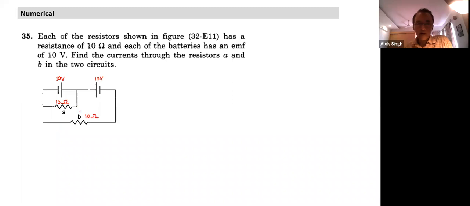So one way I can solve it is as 2 loops. Now how many loops are there? 2 loops are there. I can solve using the Kirchhoff loop rule. Suppose I take this loop here and let this current be I1. If I apply Kirchhoff's loop rule in this loop, very easily I can calculate this current I1 will equal 1 ampere. And once I have 1 ampere, I apply it to the second loop.